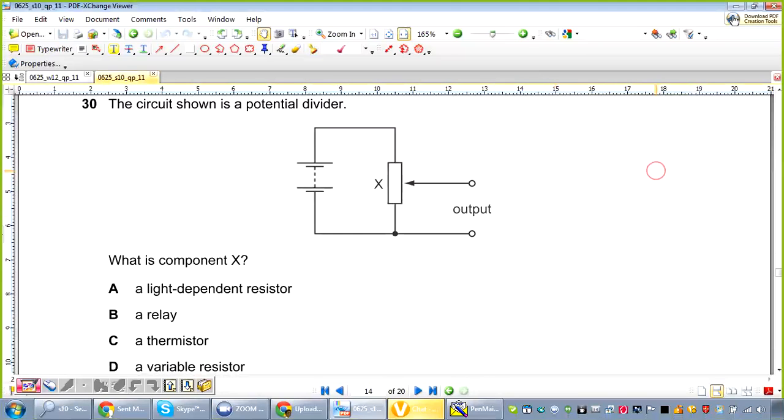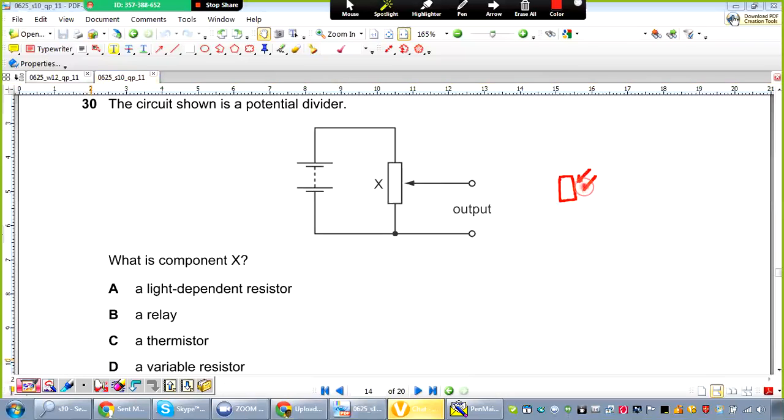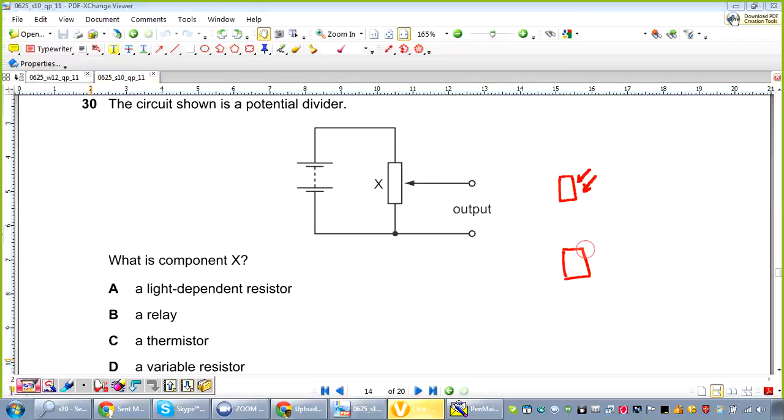Okay, a relay will always have a magnet. The thermistor will have hot junction and cold junction, and light dependent resistor. Okay, the symbol is going to be like this. Two arrows will be there. And if the arrow is like this, okay, this is light dependent resistor. This is light emitting diode, LED.